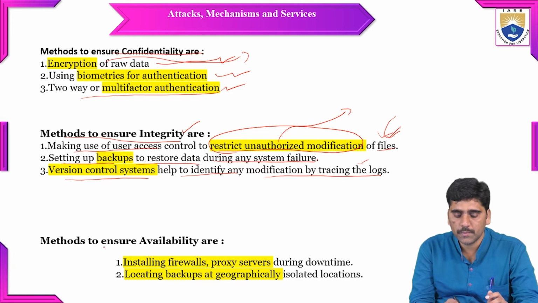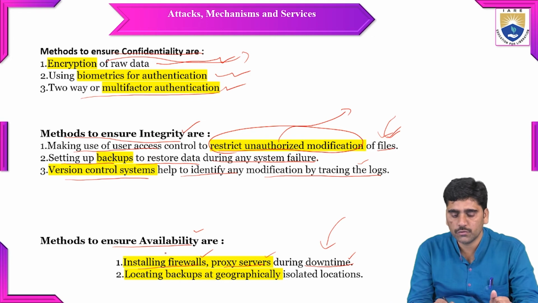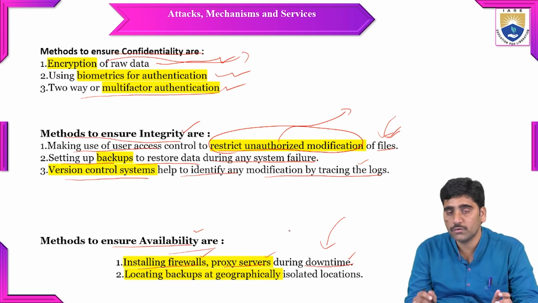And the next, methods to ensure availability. By installing firewalls or proxy servers during downtime. Some attacks, like denial of service attacks, can make the server go down. At that moment, you have to install firewalls and proxy servers.